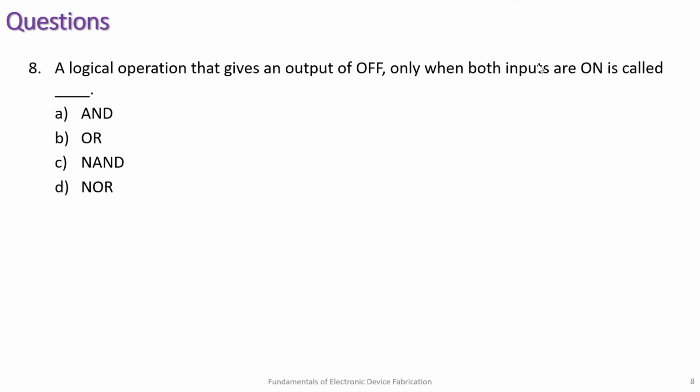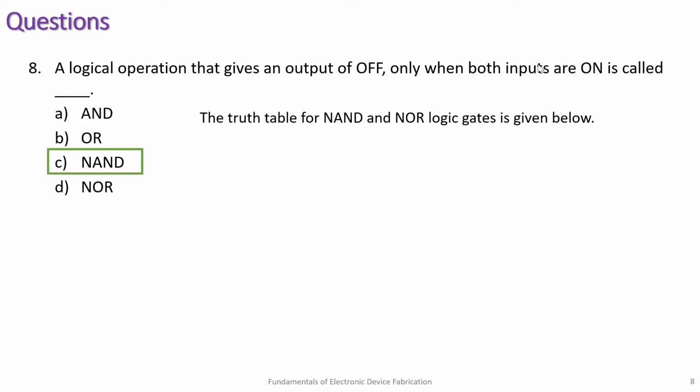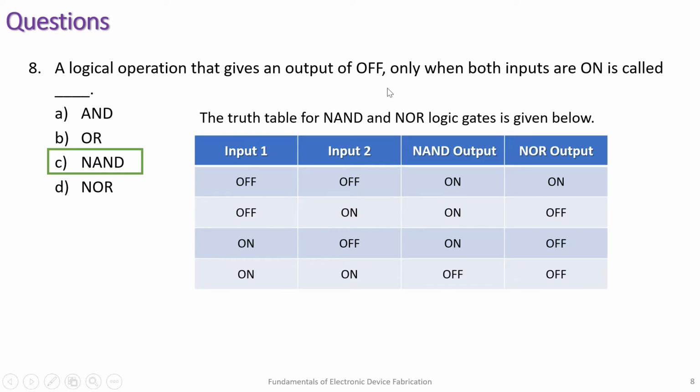Yeah, that is correct. So the gate that is used in our case will be a NAND gate. So the truth table, as you might have already learned for AND and OR gates, for a NAND gate, when both are off, what will be the output? It will be on.